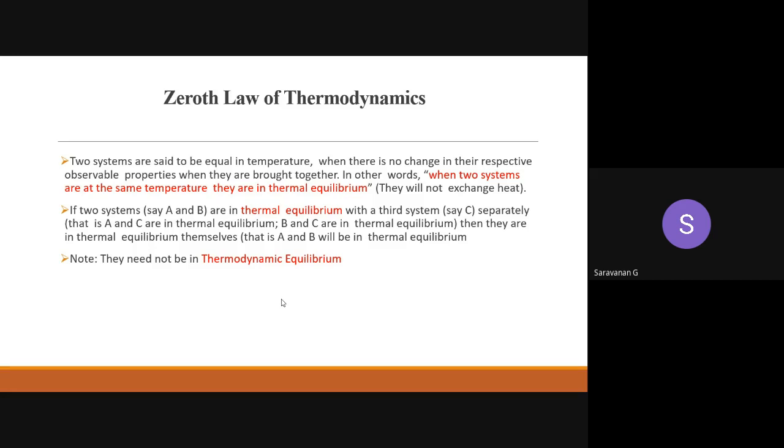You may expect a question to state the zeroth law of thermodynamics. There you have to explain that when two systems A and B are in thermal equilibrium and B and C are in thermal equilibrium, then A and C also will be in thermal equilibrium. It need not be thermodynamic equilibrium. There may be chemical change, there may be mechanical change, but the temperatures remain uniform or equal. And that is called the zeroth law of thermodynamics.